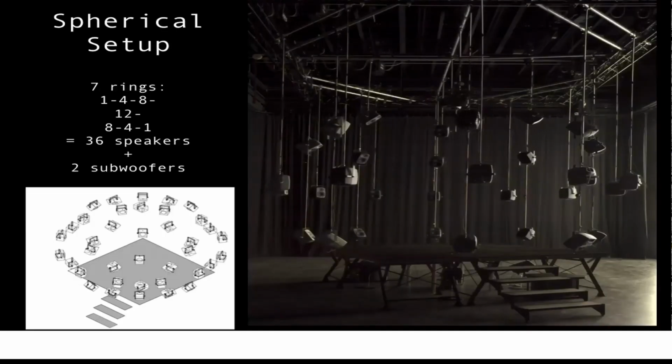One of our first setups was a spherical architecture. This was done with 7 rings: 1 speaker at the bottom, 4 speakers in the next ring, 8 speakers in the following, and at ear height 12 speakers, followed again by 8 speakers, 4, and on the top 1 speaker, which are in total 36 speakers, and additionally on the bottom 2 subwoofers. With these 36 speakers, a 5th order high-order ambisonic decoding was achievable.